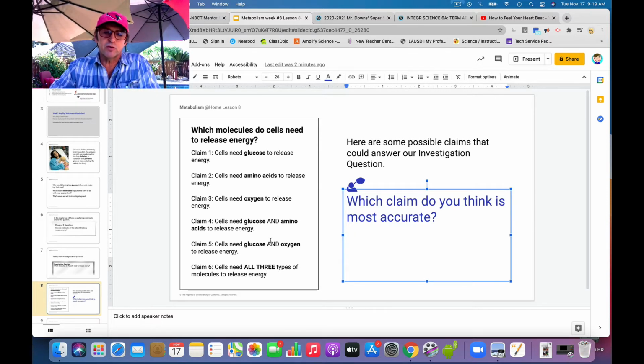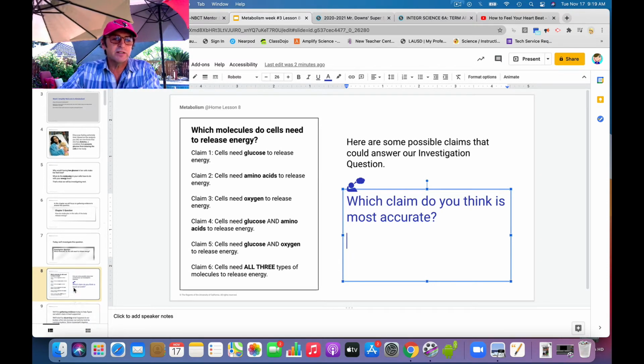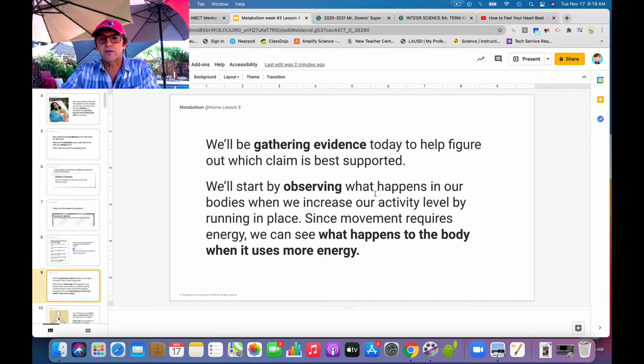And remember, we don't know for sure. We're going to research it. What is the best claim? And you can probably guess what you're going to do later once we know that claim. Now let's continue on and see what's next. We'll be gathering evidence today to help figure out which claim is best supported.